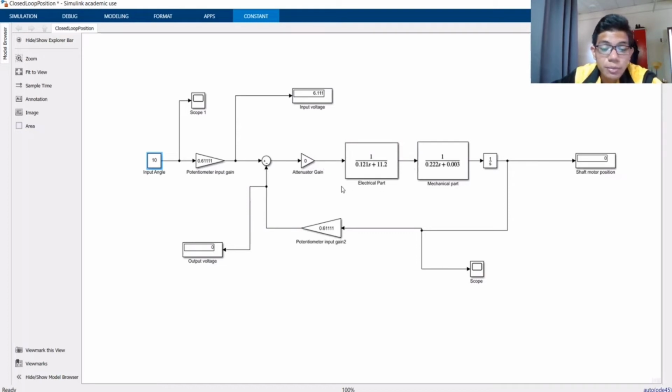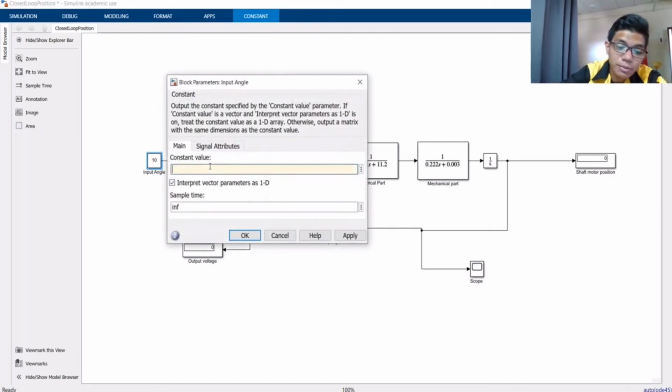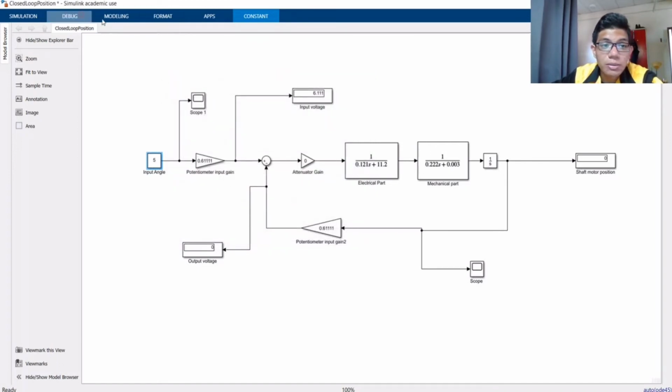Okay, if we put here, let's say I put 5, okay, input angle is 5, it will give the same result, I believe. Yeah, it still gets the 0. So it means that whatever value we put here, if the attenuator gain is 0, the system will not execute the simulation, as the attenuator gain does not give any output for the electrical part and the mechanical part.